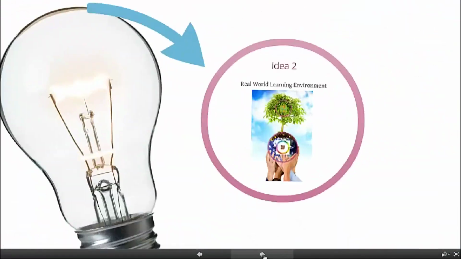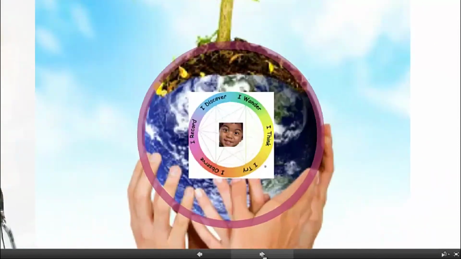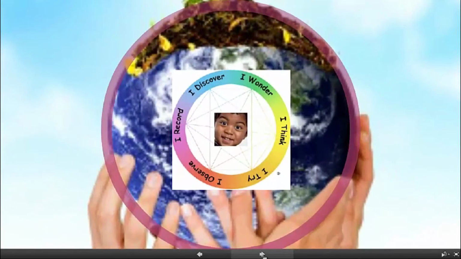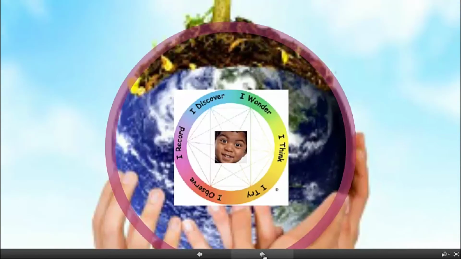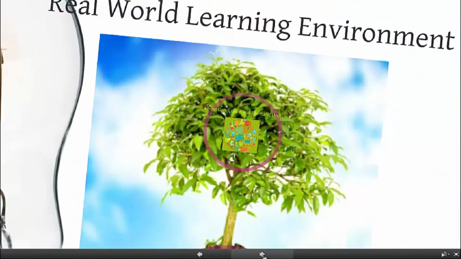When teaching through multiple intelligences and Bloom's taxonomy, the classroom acts as a real-world learning environment. Students will learn through exploring these life experiences in a child-centered learning environment, where students become more active and involved learners. This learning applies across the curriculum and creates thematic units.